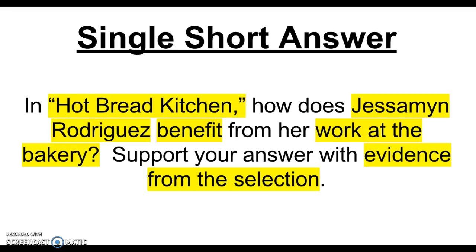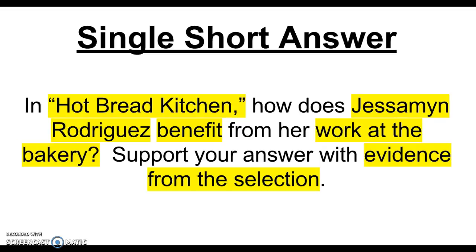Once you find the questions, the next thing you want to do is mark the key words in that question. That's going to help you as you start reading the passage to focus in on the key things that you're going to have to answer the question about. So let me read you this example question. In Hot Bread Kitchen, how does Jessamine Rodriguez benefit from her work at the bakery? Support your answer with evidence from the selection.